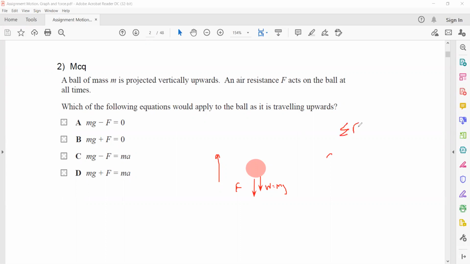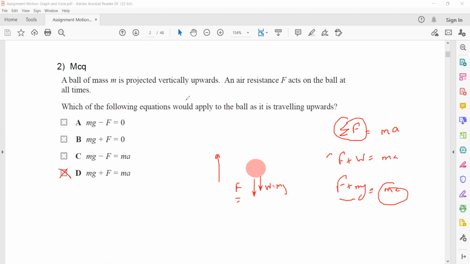So according to the formula for the force, the resultant force is equal to ma. So what is the resultant force? The forces which are acting on the ball, that is F acting down and W acting down. So the resultant force will be F plus W is equal to ma. And W is equal to mg, so we can say F plus mg is equal to ma. That's why D is the right answer.